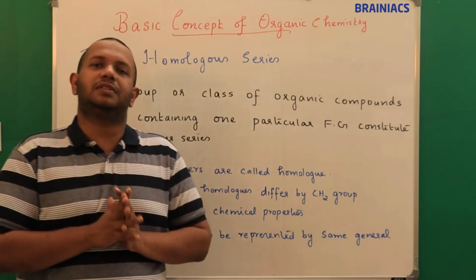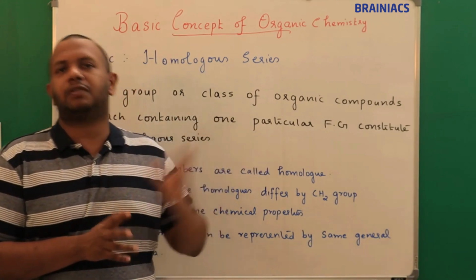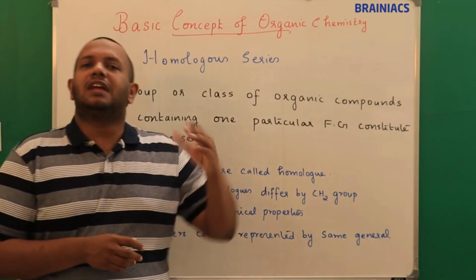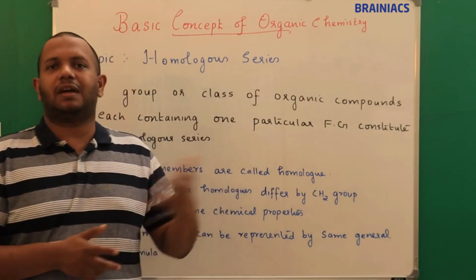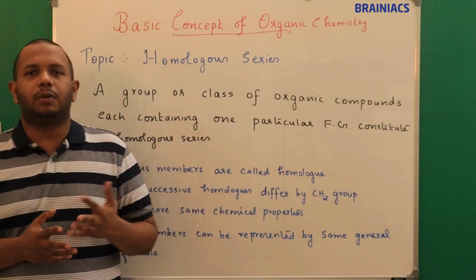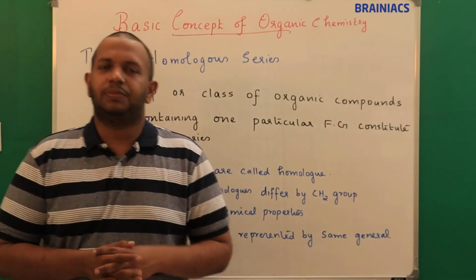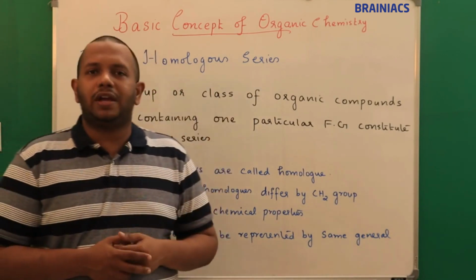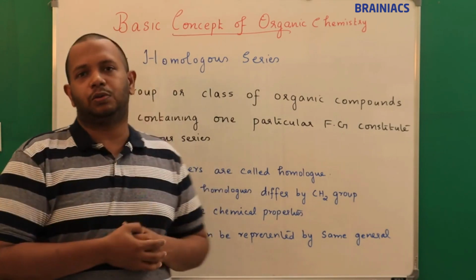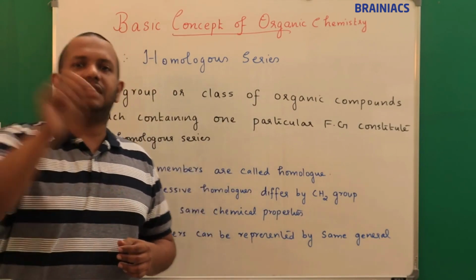And always they will have the same method of preparation. However, their physical properties will vary. For example, methanol. What is the formula? CH3OH, correct? And the next homologue, how can I add it? By adding a CH2 group to that. So it will become CH3CH2OH.